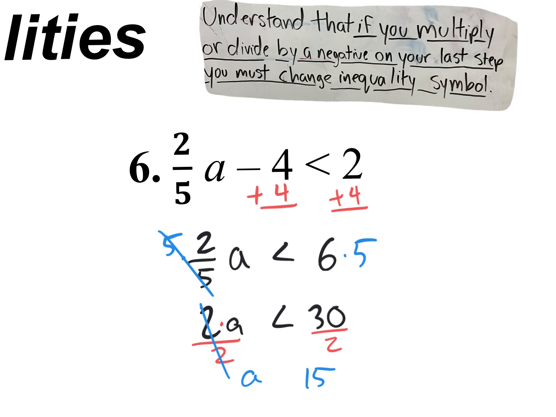However, I did not divide by a negative 2. I divided by a positive 2. So the rule only says you change it when you multiply or divide by a negative, right? It says right here, understand that if you multiply or divide by a negative on your last step, you must change the inequality symbol. I did not multiply by or divide by a negative. I divided by a positive. So that less than symbol is going to stay exactly the same. So there's my answer: a is less than 15.